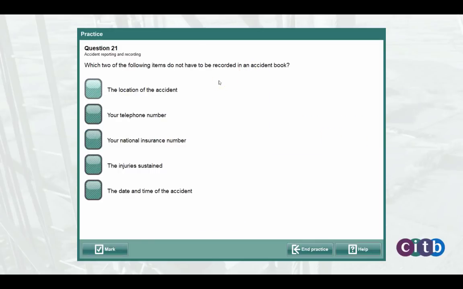Which two of the following items do not have to be recorded in an accident book? The location of the accident, your telephone number, your national insurance number, the injuries sustained, the date and time of the accident.